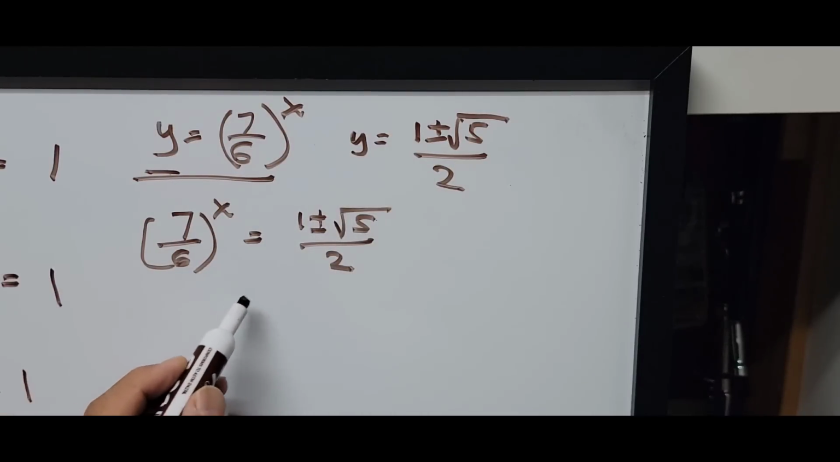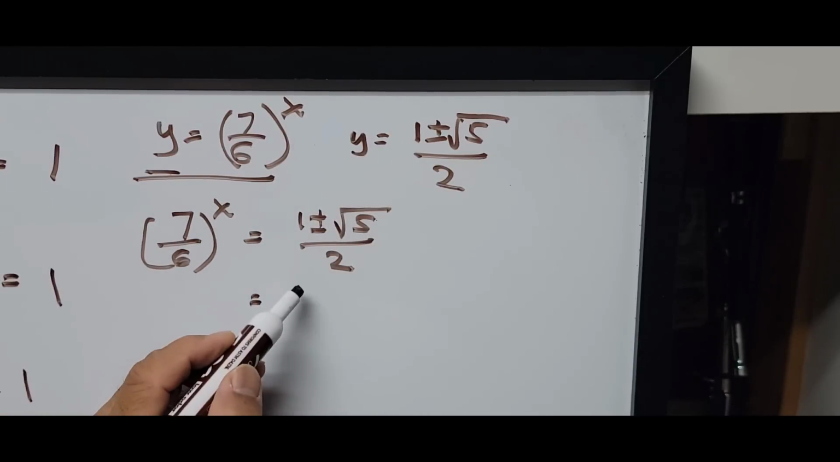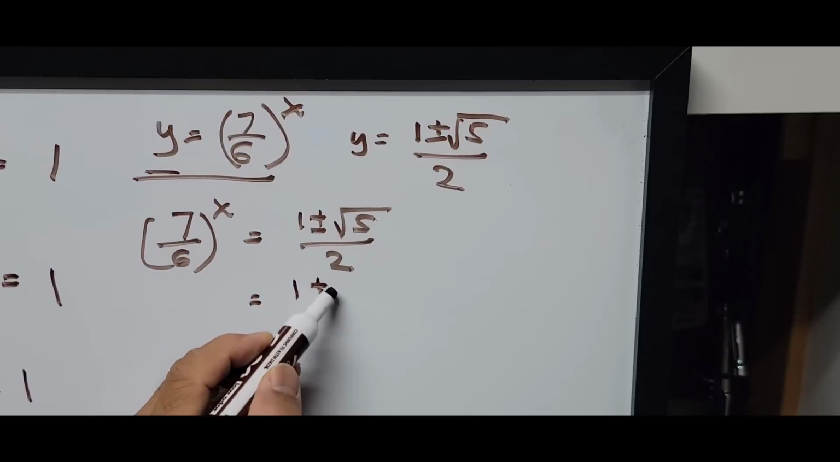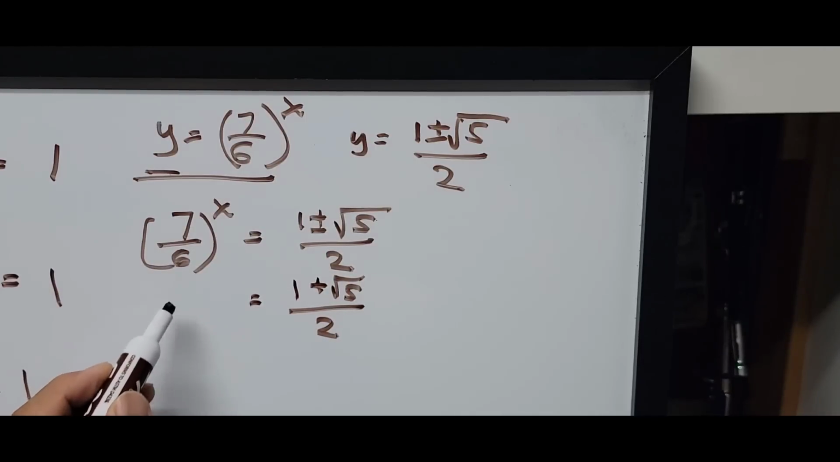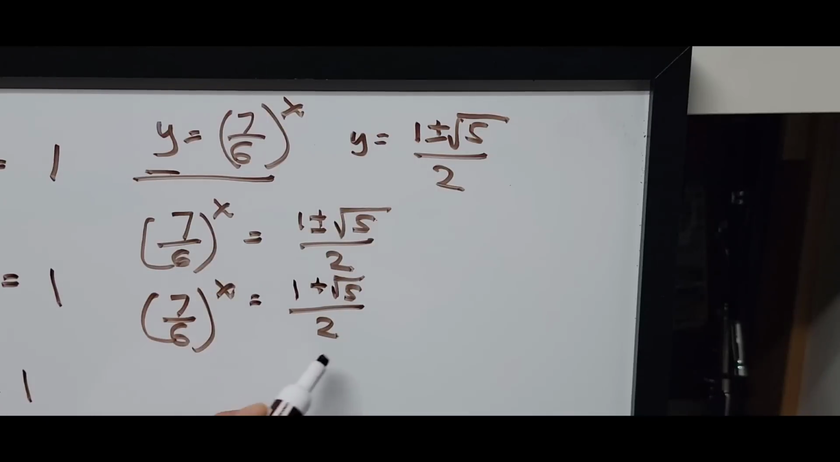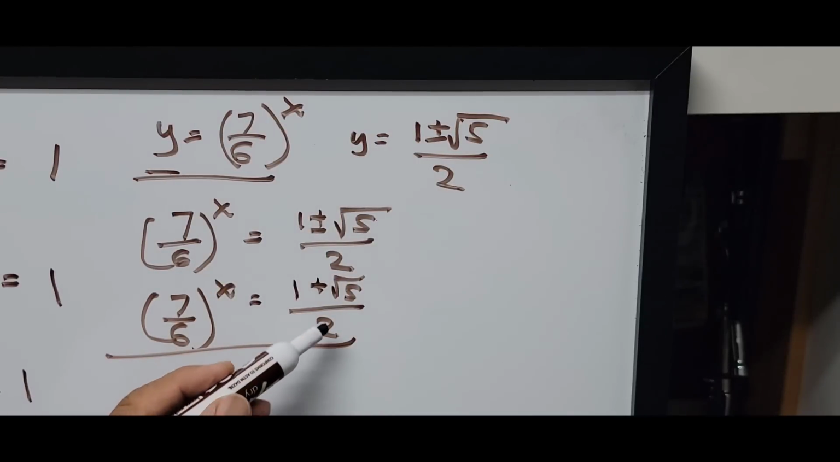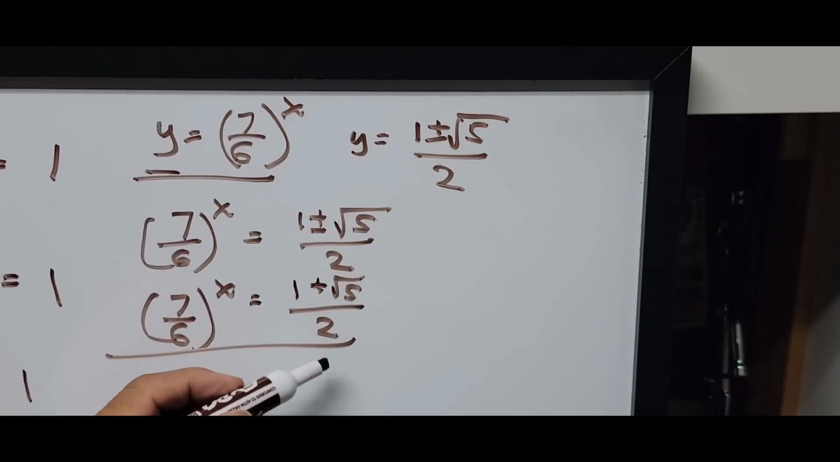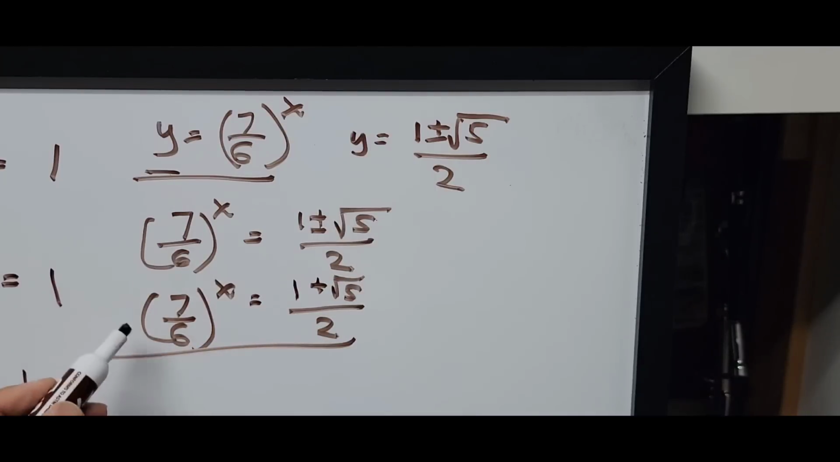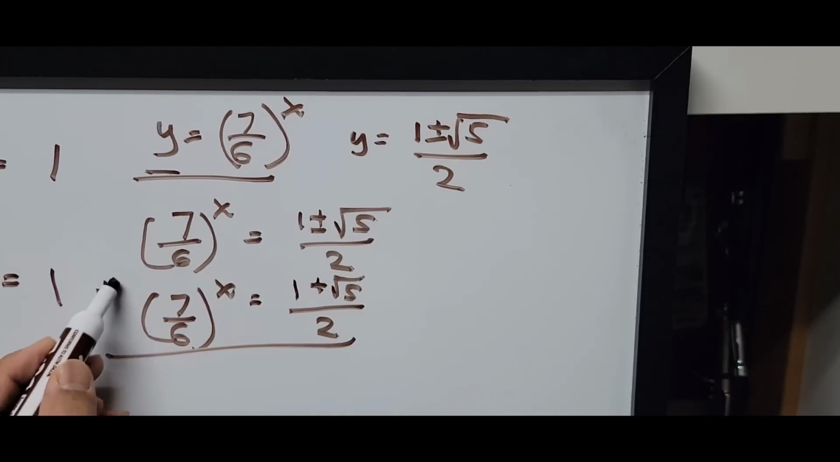So now it becomes (1 + √5)/2, and that is equal to (7/6)^x. So we'll be using this positive value of the square root of 5, since the value of y here is positive, so it cannot be negative. All right, so we're getting the positive value.